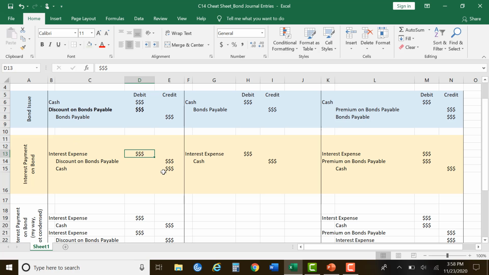Actually, it would be, let me think this out. So we would have, let's just put in real numbers. We would have 10. And then the cash that we're going to pay is 50 for the 5% bond. So the interest expense is going to be 60.